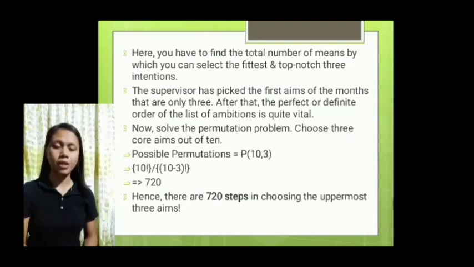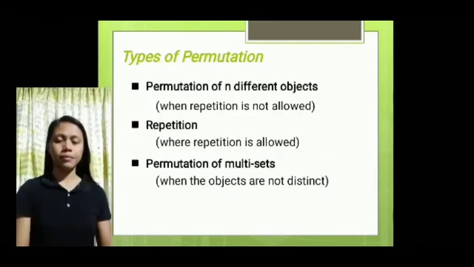So our possible permutation is P of 10, 3. Now we can use our formula, which is P of n, r equals n factorial over n minus r factorial. Here n equals 10, r equals 3. So we have 10 factorial over 10 minus 3 factorial. So we get the answer of 720. Hence, there are 720 ways of choosing the top 3 aims.